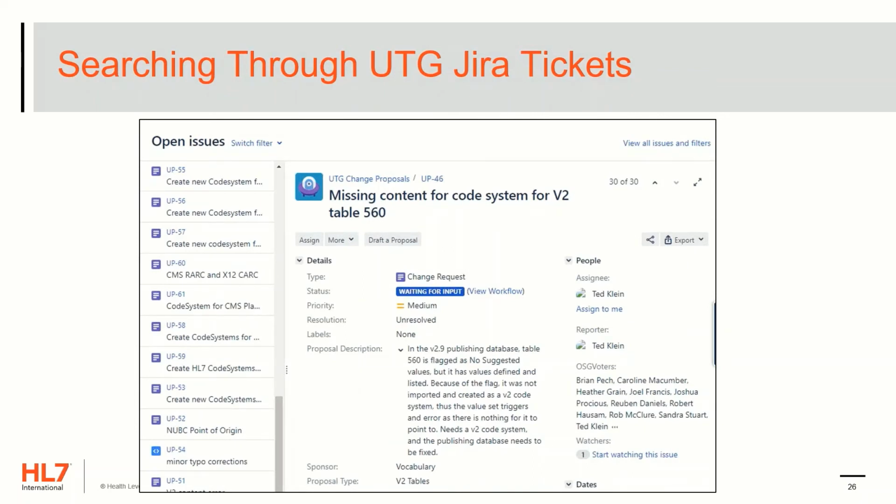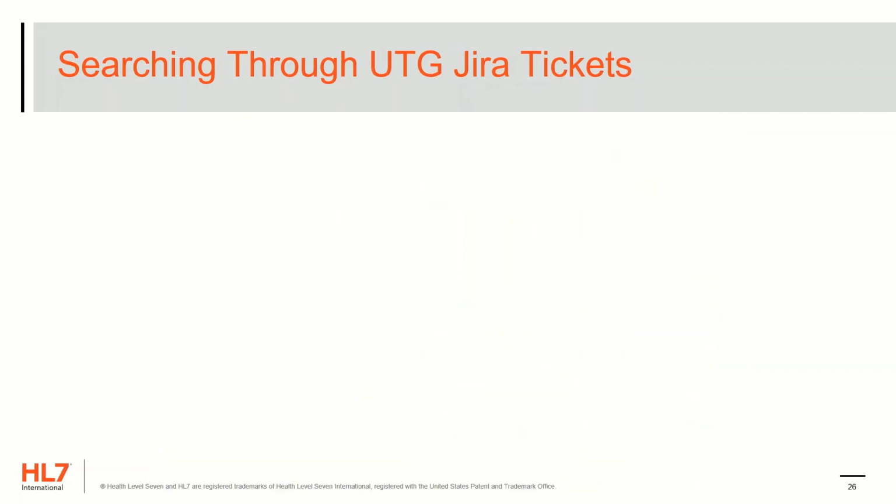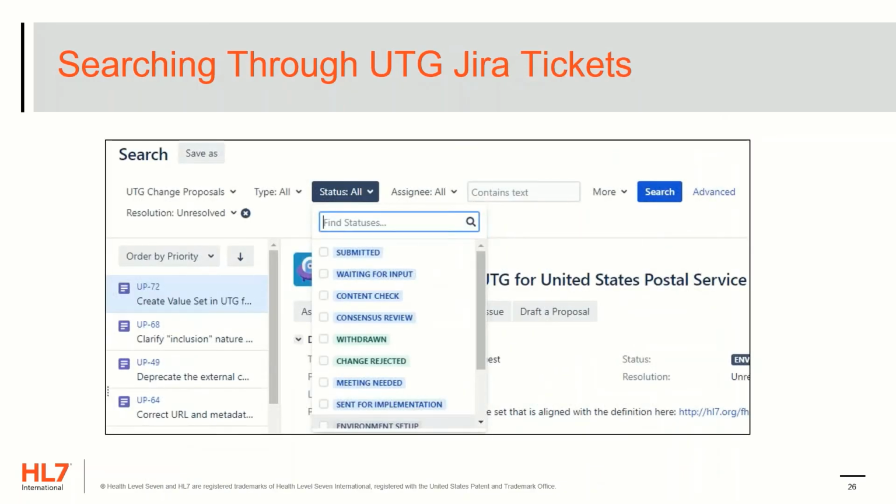The Jira search functionality is helpful for locating tickets in a particular workflow state. To search by workflow state, click the View All Issues and Filters link at the top right of the UP project. This enables the advanced search options on the top of the page. Filtering to a workflow status is as simple as selecting the status dropdown and selecting the status of interest. For example, if you're looking for identified content issues, click on the Waiting for Input checkbox. Or for vocabulary change proposals, select Consensus Review. You can search for any of the other workflow states depending on whether or not you find it useful.